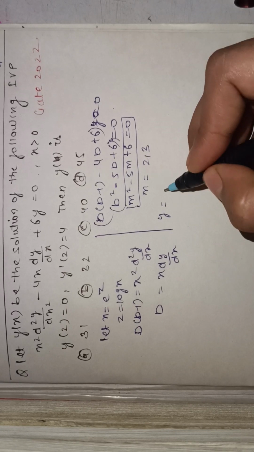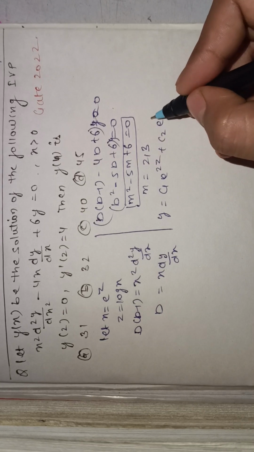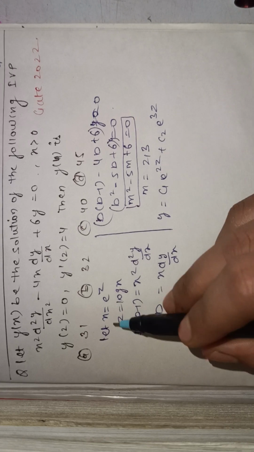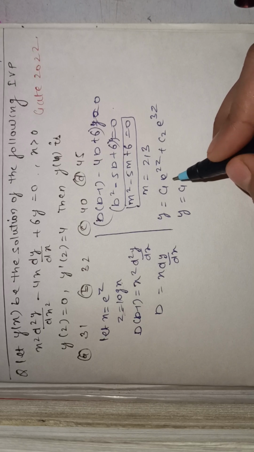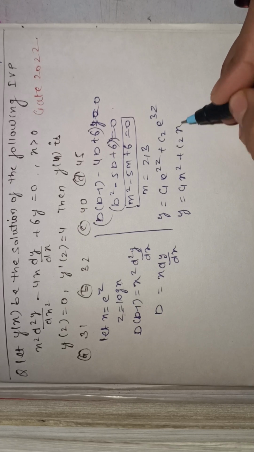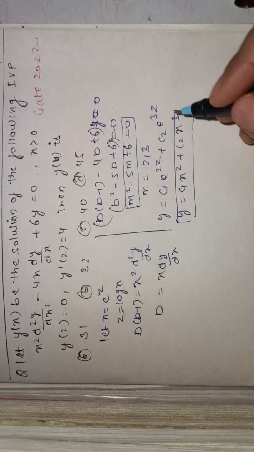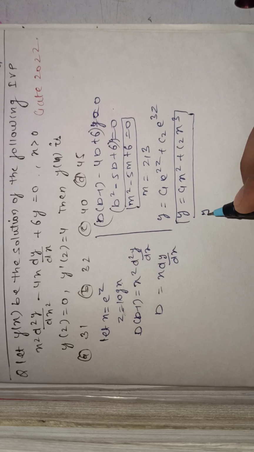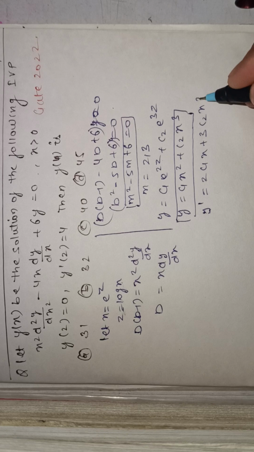So our solution is y equals c1 e raised to power 2z plus c2 e raised to power 3z. If we put the value of z here, we get y equals c1 x square plus c2 x cube. So this is the required solution. Now we will apply the conditions here. First we find the derivative: y dash equals 2c1 x plus 3c2 x square.